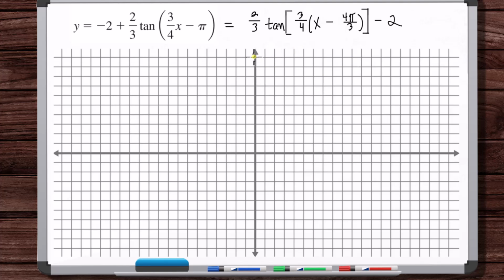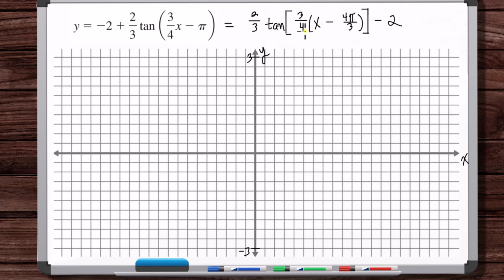Let's do 3 to minus 3, to make it a little bit easier to draw because we're going to be scaling down here. So what this tells us is that we're going to be shifting to the right 4 pi over 3, scaling by the x-axis by 3/4, scaling by the y-axis by 2/3, and then shifting down 2.